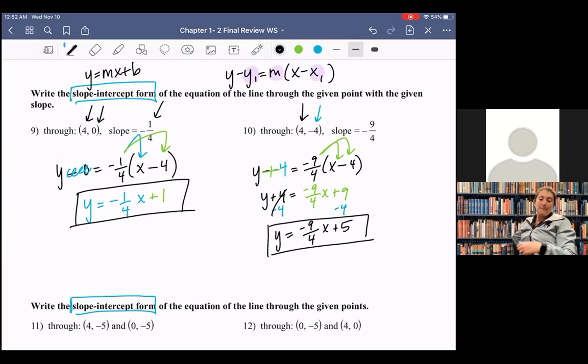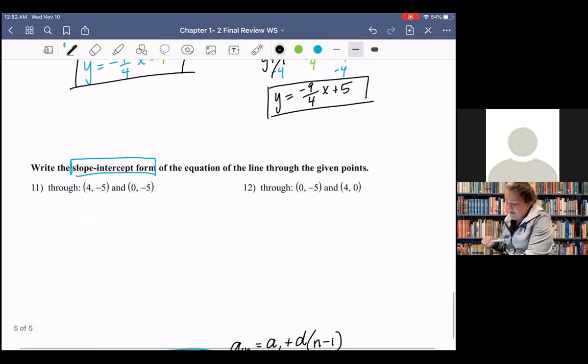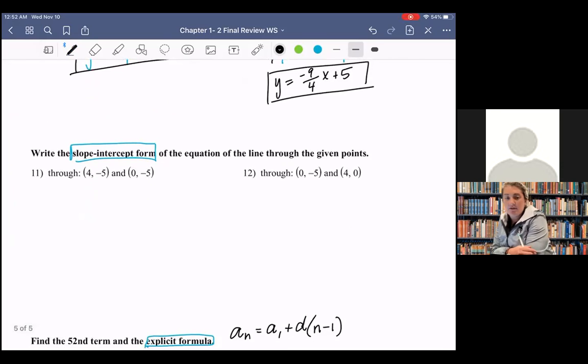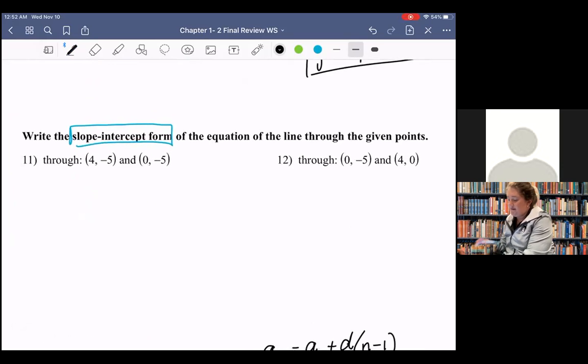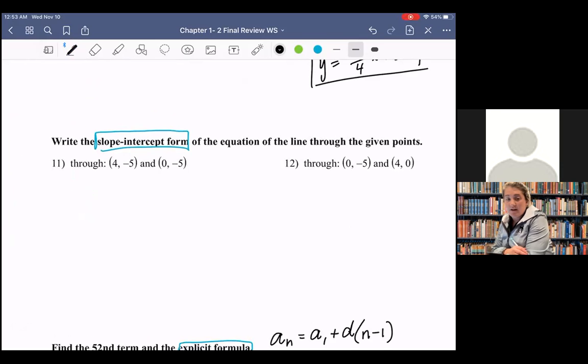Nice one. Awesome. Okay, write the slope-intercept form of the equation of the line through the given points. So they gave us 2 points. We need to figure out the slope.